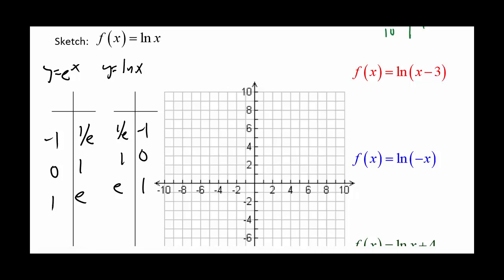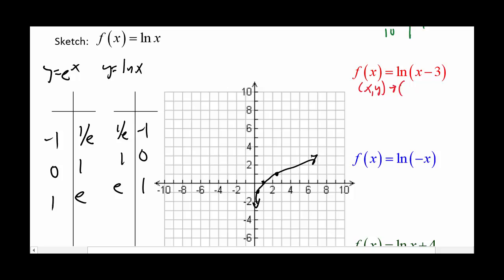Okay. Actually, let's plot this real quick so we can see that picture. E we said was close to 2.71, so 1 over e is kind of close to a third. So a third, negative 1, 1, 0, and let's see, 2.71. So almost close to 3, so it looks about like that, right?